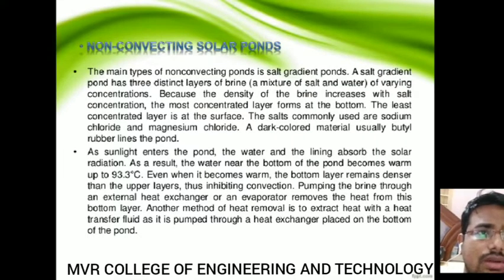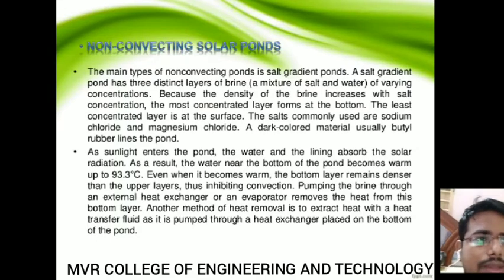So these chlorides will quickly absorb the radiation of the sun. A dark colored material, usually rubber, lines the pond. As sunlight enters the pond, the water and the lining absorb the solar radiation. As a result, the water near the bottom of the pond reaches nearly 93.3 degrees Celsius. Even when it becomes warm, the bottom layer remains denser and the upper layer inhibits convection.